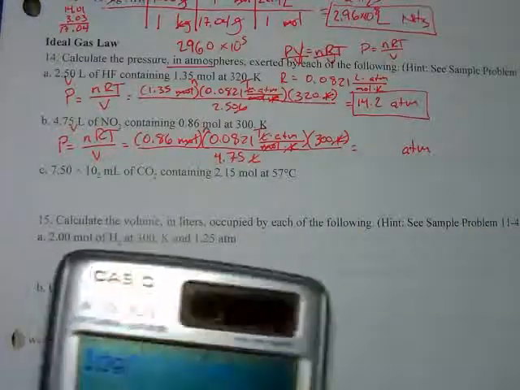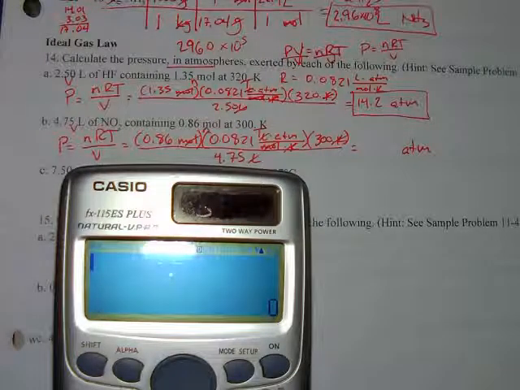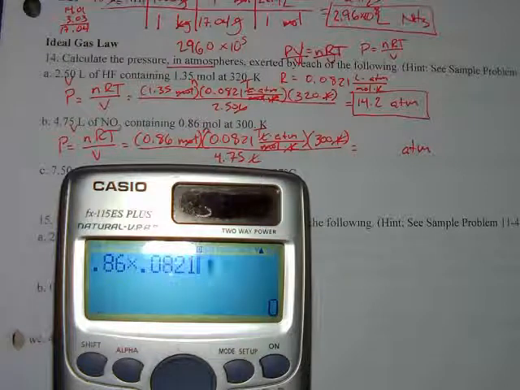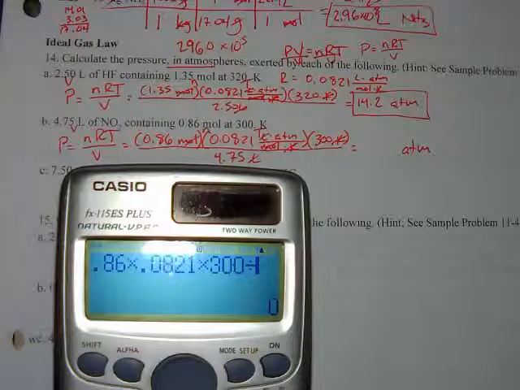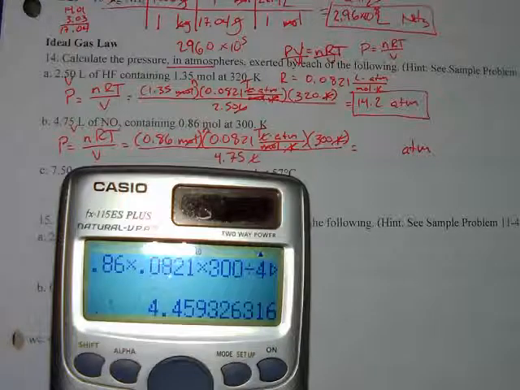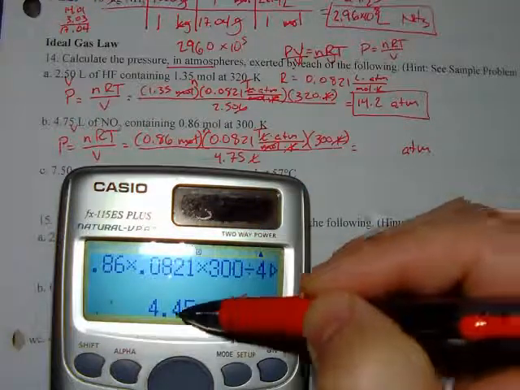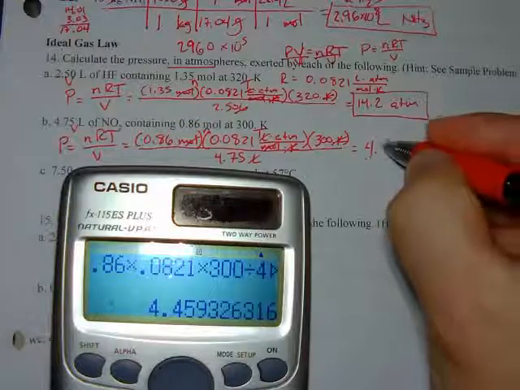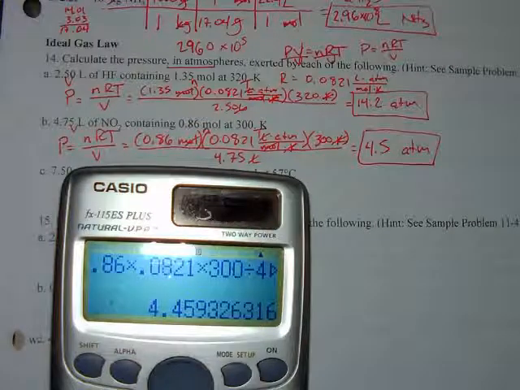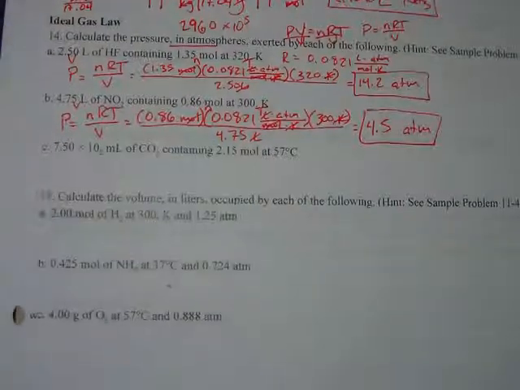And it's time to calculate. Oh, I'm not doing a log, so I'm going to press that button. Alright, so 0.86 times 0.0821 times 300 divided by 4.75. And again, 2 sig figs. So that's going to be that 4 spot right there. That 5 tells me to turn that up. 4.5 ATM.